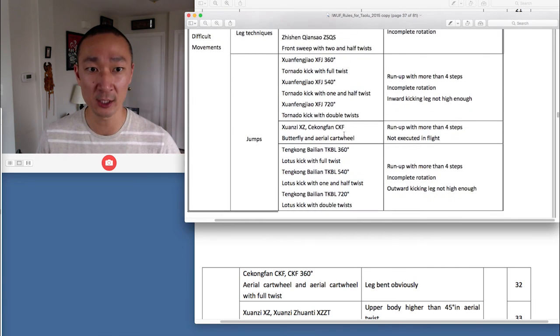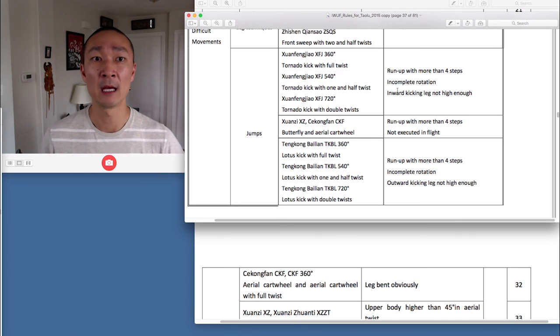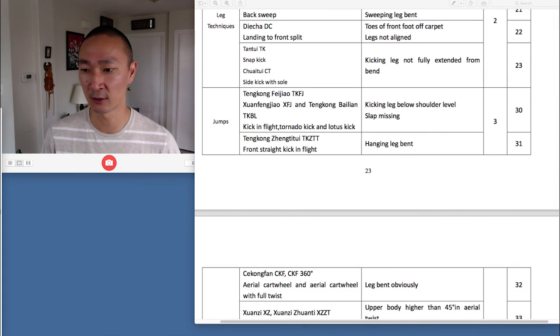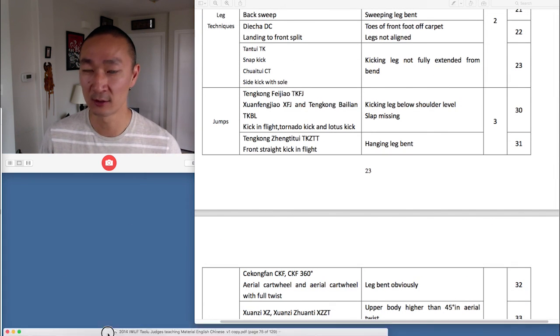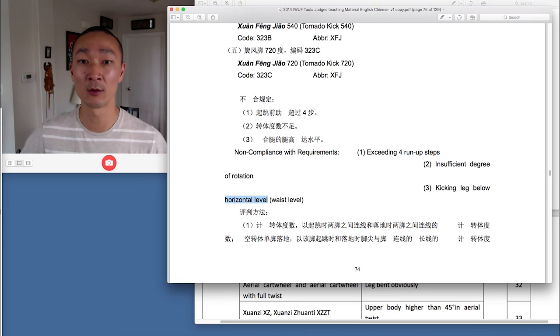The C judges are looking for complete rotation, right? So for 360, 540, 720, they're looking for the rotation to be complete. And they're also looking for the kicking leg to be high enough. But this is different than what the A judges are looking for. The C judges define high enough as the kicking leg being at least at horizontal level, also waist level.